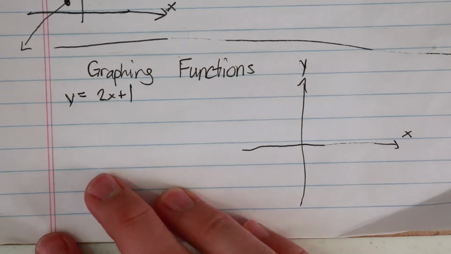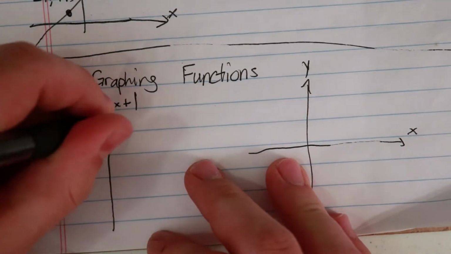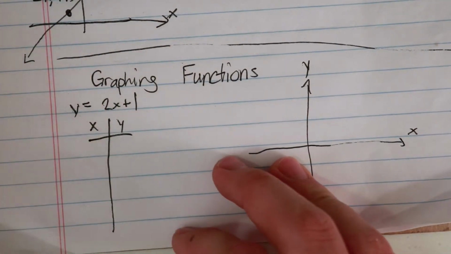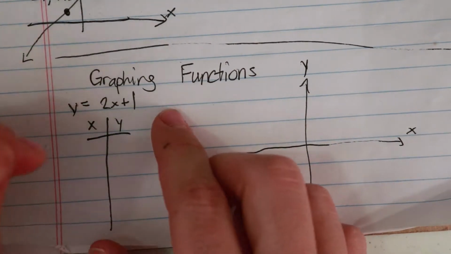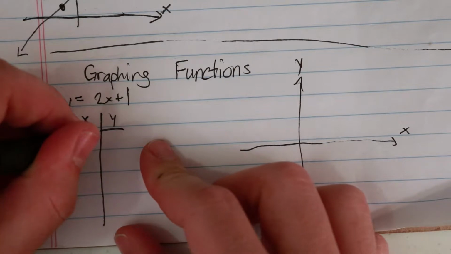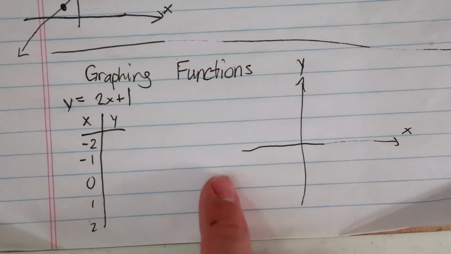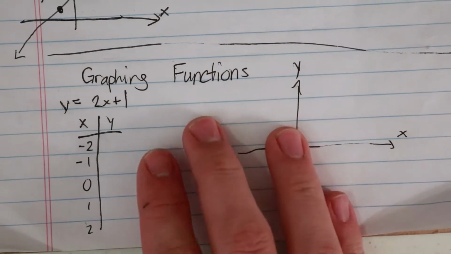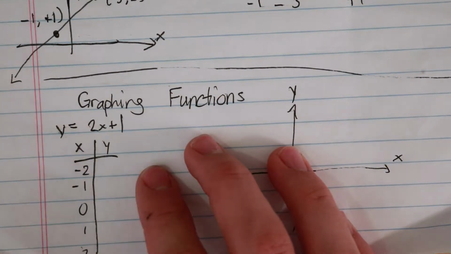So the easiest way to graph a function is using what I call a t-table. Basically what you do is draw a t, put x on one side, y on the other. I'm going to pick x values. I'm going to choose -2, -1, 0, 1, and 2. I have 5 x values, and now all you have to do is plug each x into your function and then write what you get out for y.